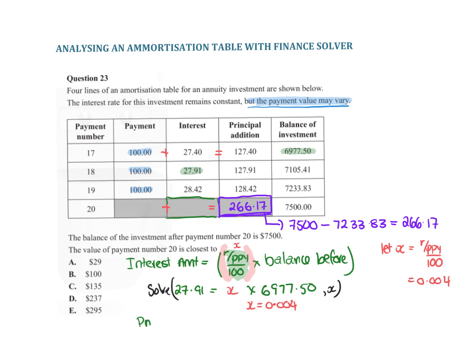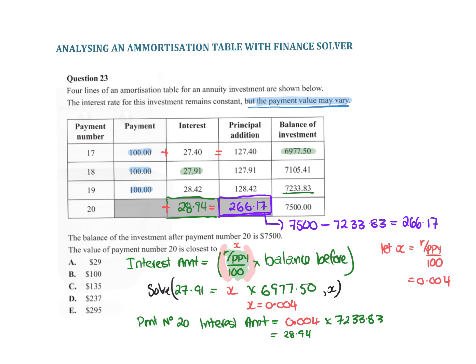So for payment number 20, the interest amount is going to equal that 0.004 times the balance before, which was 723.83, and we end up with an interest amount of 28.94. So now I know that this is 28.94.